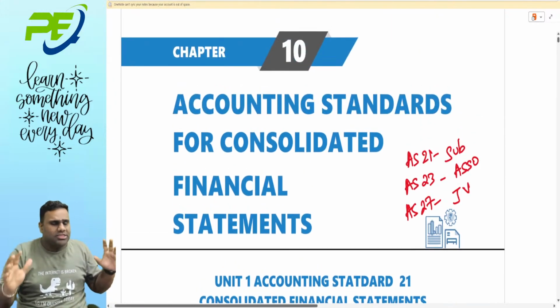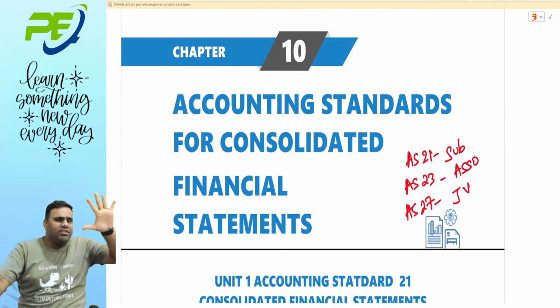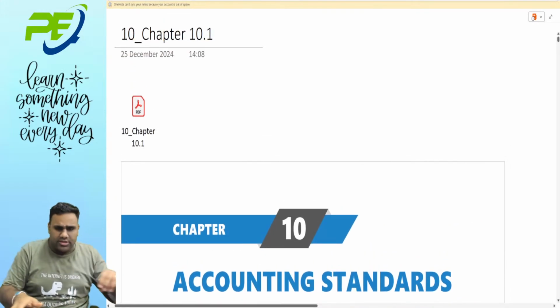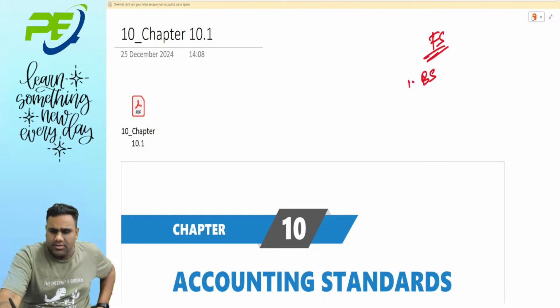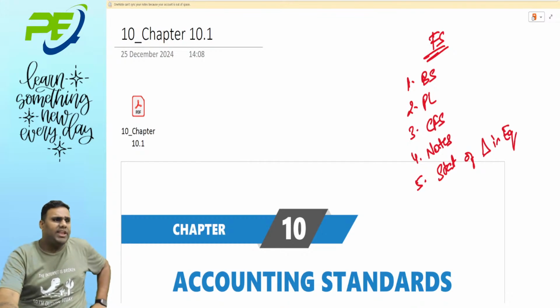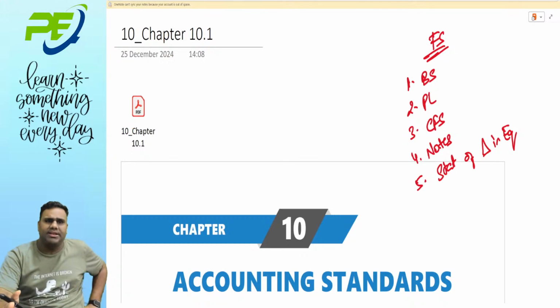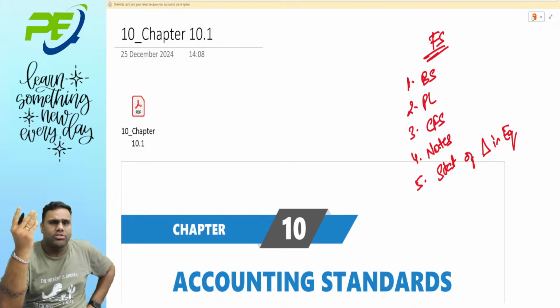Now the first point, what is a consolidated financial statement? We all know financial statements. Basically, five things are included in a financial statement. What are those? Whenever we talk about financial statements: balance sheet, P&L, cash flow statement, notes to accounts, and statement of changes in equity. All these five are included.